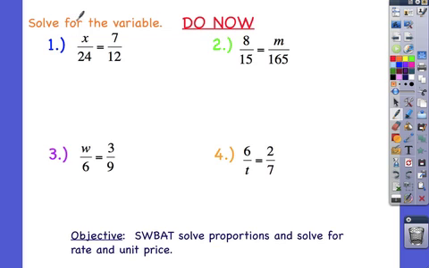Number 1, we have x over 24 equals 7 over 12. So we're going to use equivalent fractions in order to figure out what our numerator should be. Well, to get from 12 to 24, we multiplied our denominator by 2. Whatever we do to the bottom, we do to the top. So our numerator would be 14. 14 over 24 is equal to 7 over 12.